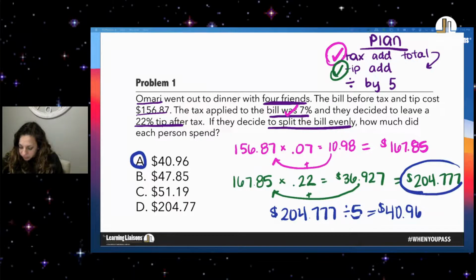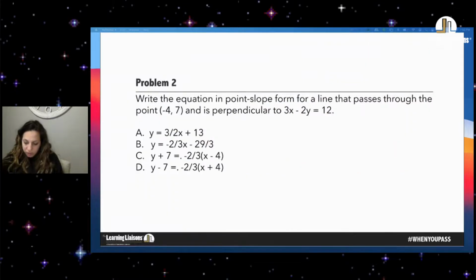All right, I think we have time for 1 or 2 more. So let's do this one. Write the equation in point slope form for a line that passes through the point -4, 7 and is perpendicular to 3x minus 2y equals 12. For those of you who are familiar with point slope form and slope intercept form, you can automatically get rid of 2 of your answer choices right away. We can automatically get rid of A and B.